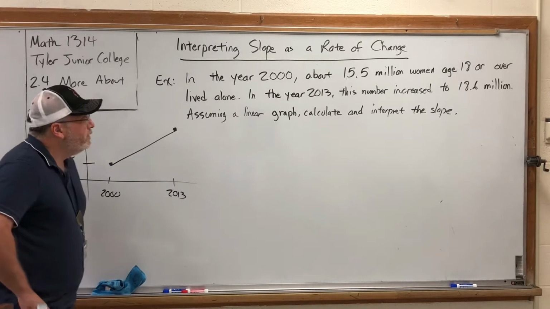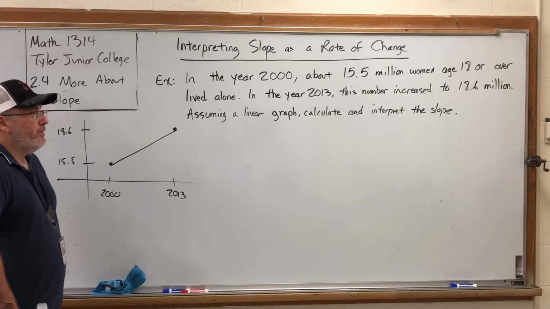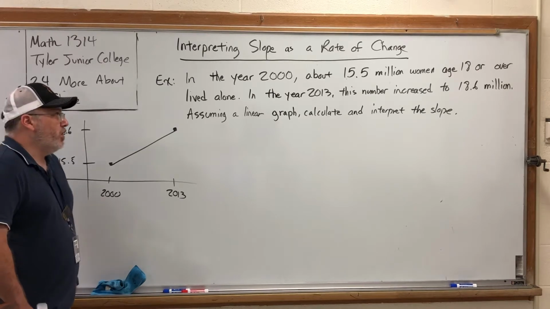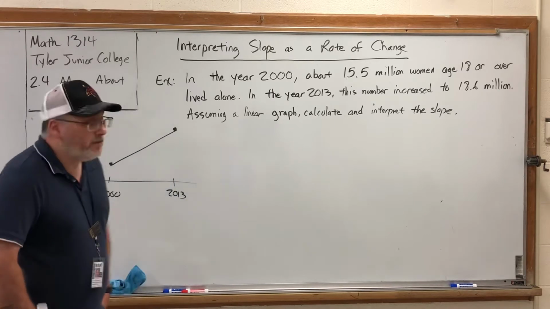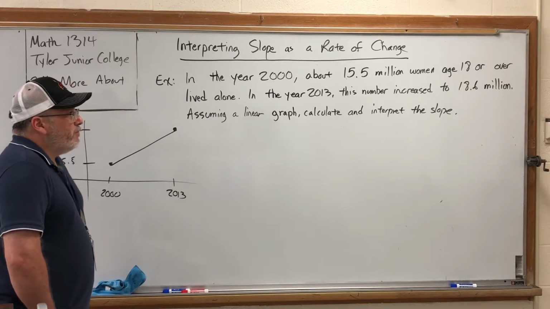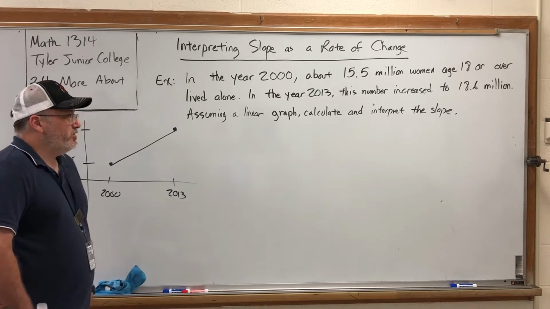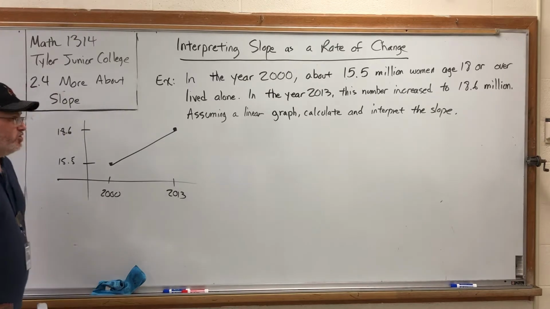For example, in the year 2000, about 15.5 million women aged 18 or over lived alone. These are U.S. Census Bureau numbers. I didn't just make them up. In the year 2013, this number increased to 18.6 million. Assuming a linear graph, calculate and interpret the slope.